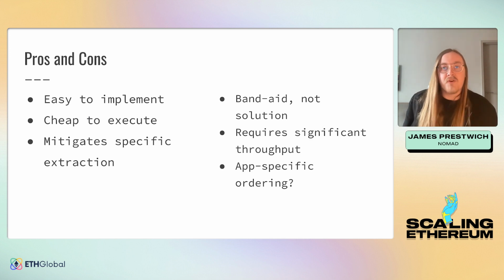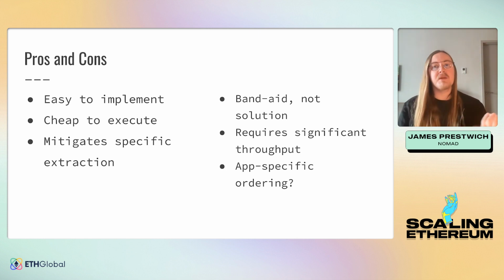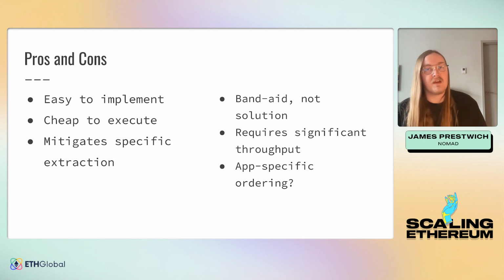So there are a few pros and cons, trade-offs to this. It's easy to implement and has very little on-chain overhead. It mitigates specific extraction from cross-chain messages. Like I said, it's the Band-Aid. We're increasing the cost. We're not preventing it. It's a mitigation, not a fix.